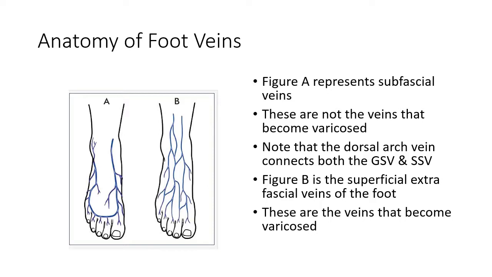Now, figure A represents the subfascial veins. These are actually the dorsal arch veins. The dorsal arch vein connects both the greater saphenous and the short saphenous vein. It is under the fascia and does not become varicose. Figure B shows the superficial extrafascial veins of the foot. Now, these superficial veins are surrounded by fat, they're not in fascia, and these are the veins that become varicose.